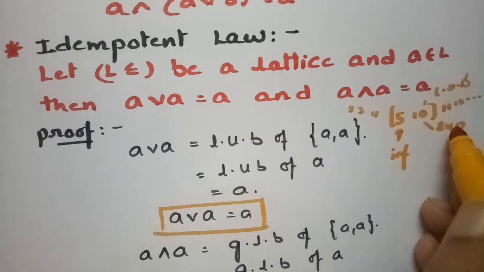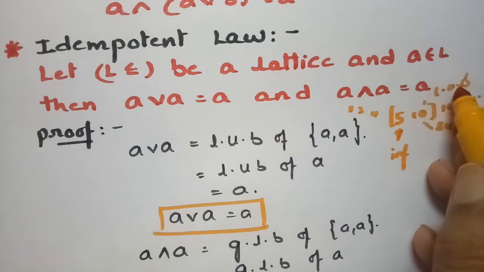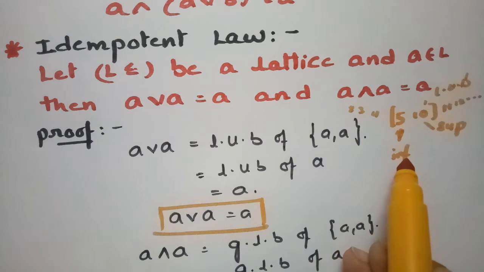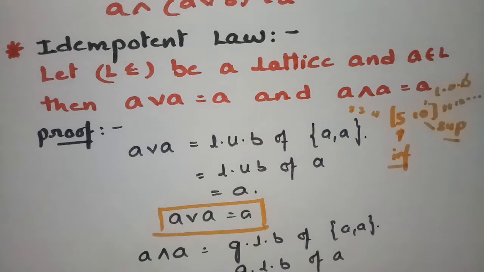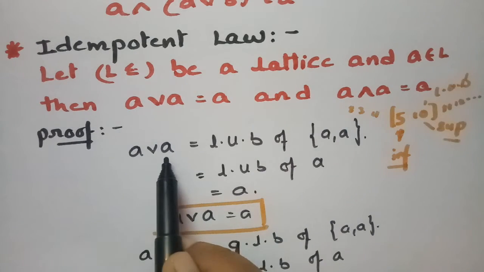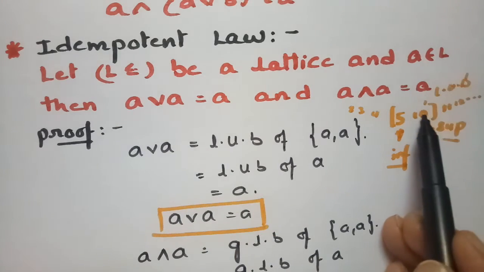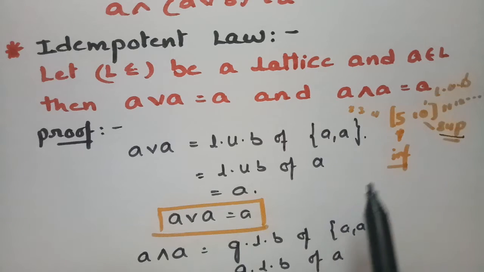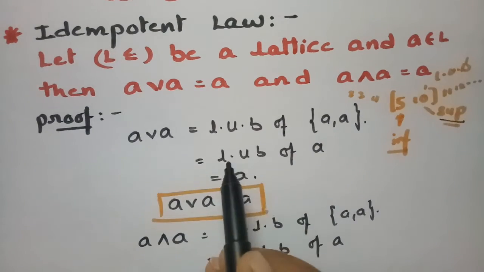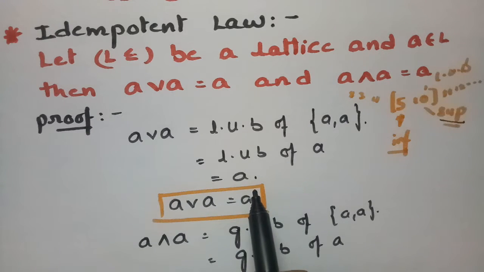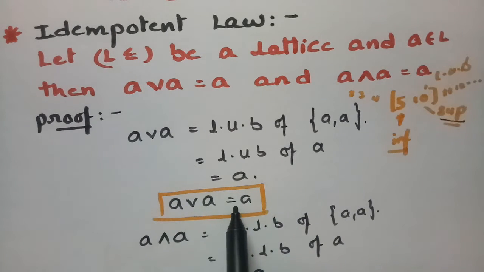So what is the relation? Out of all the upper bounds, the least upper bound is the supremum, and out of all the lower bounds, the greatest one is the infimum. That is the difference between supremum and infimum. Here, A join A can be written as the least upper bound, that is the supremum value of A comma A. So the least upper bound of A is again A. As it's a single element set, the supremum will be the same thing and the infimum also will be the same thing. Therefore A join A is equal to A.